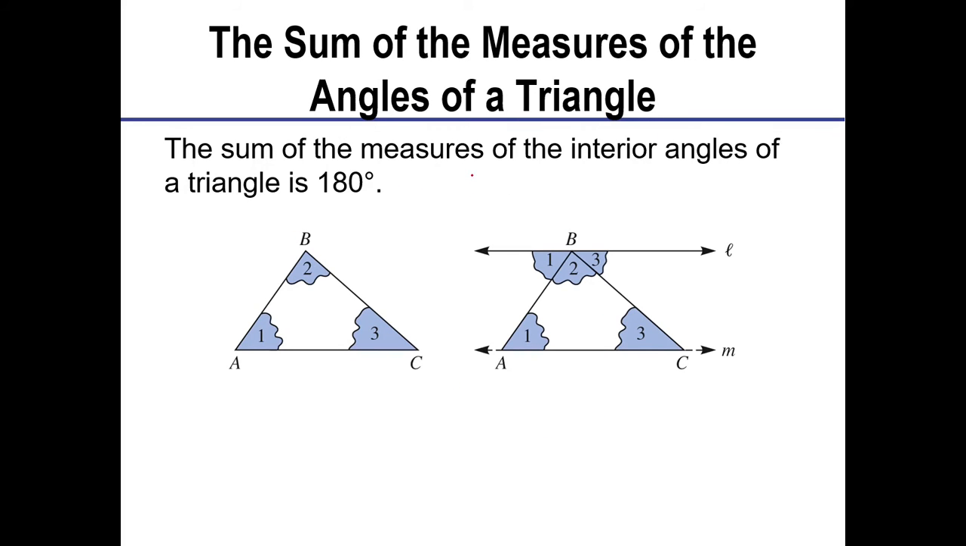The sum of the measures of the interior angles of a triangle is 180 degrees. If I take the measure of angle A plus the measure of angle B plus the measure of angle C, that forms a straight angle of 180 degrees.